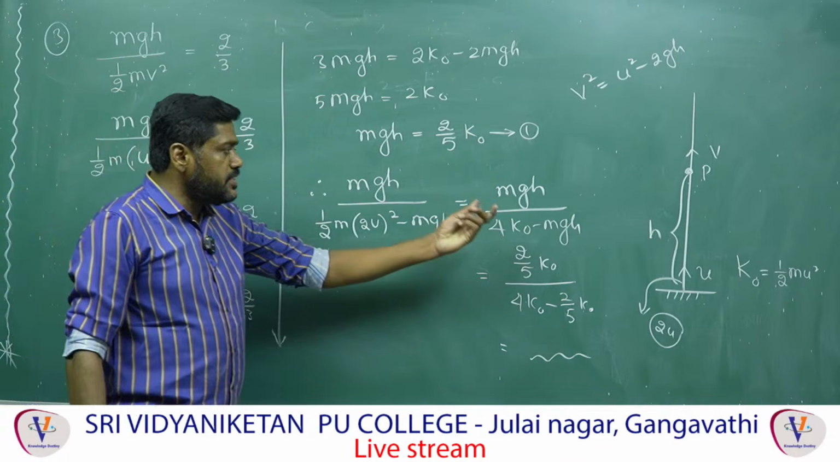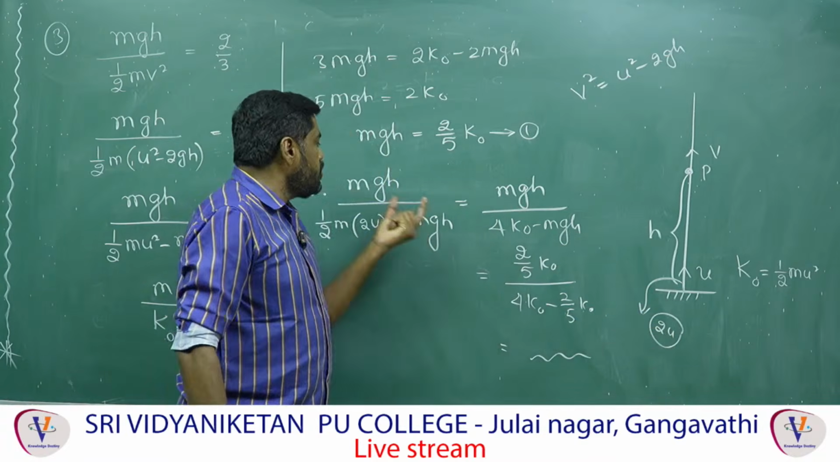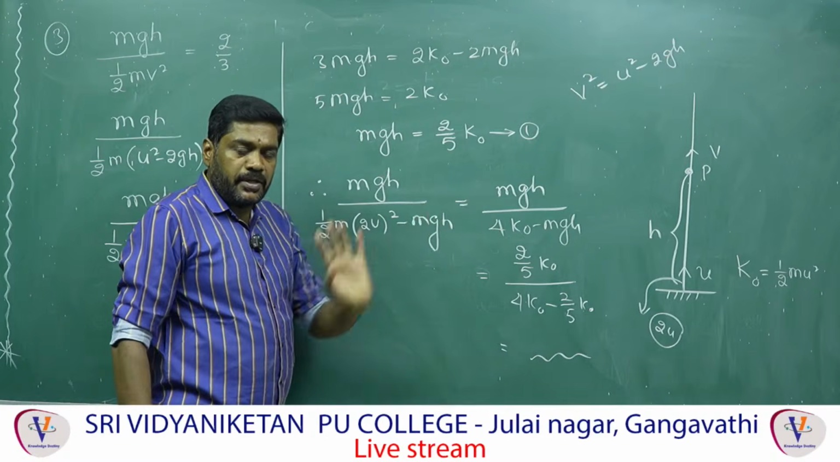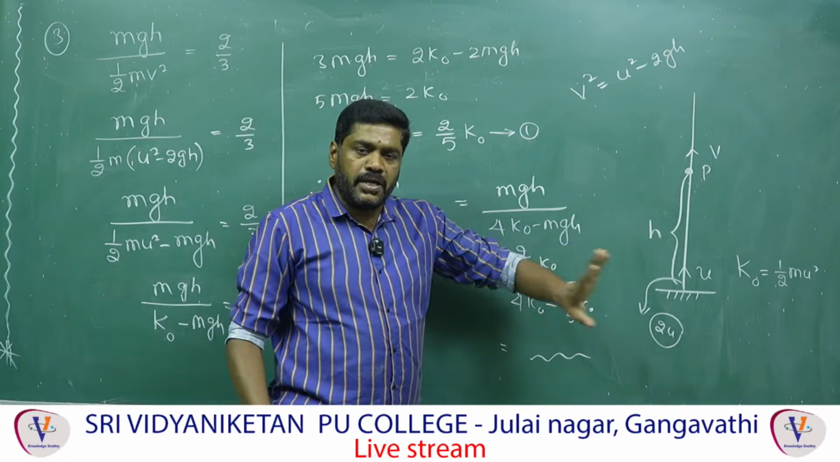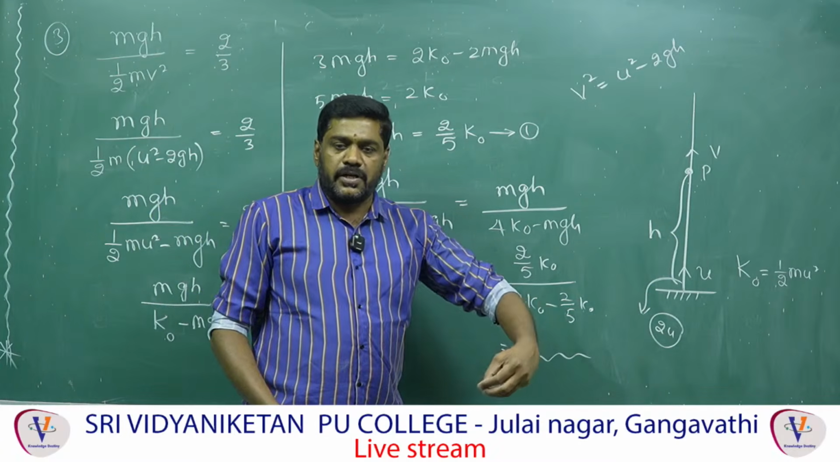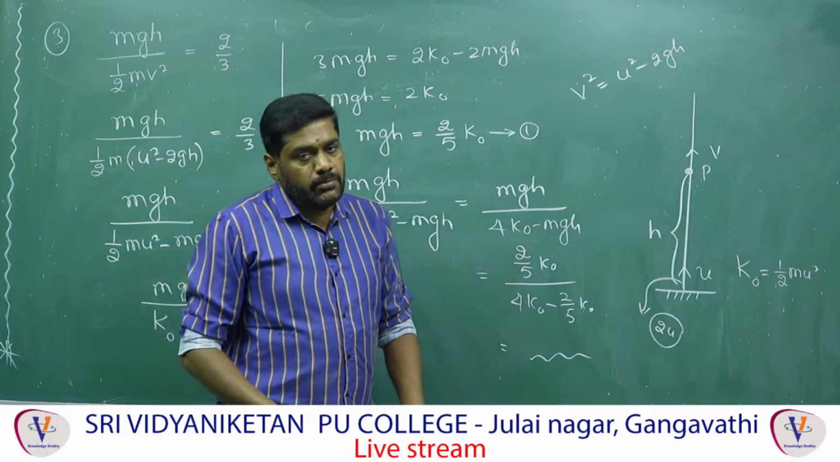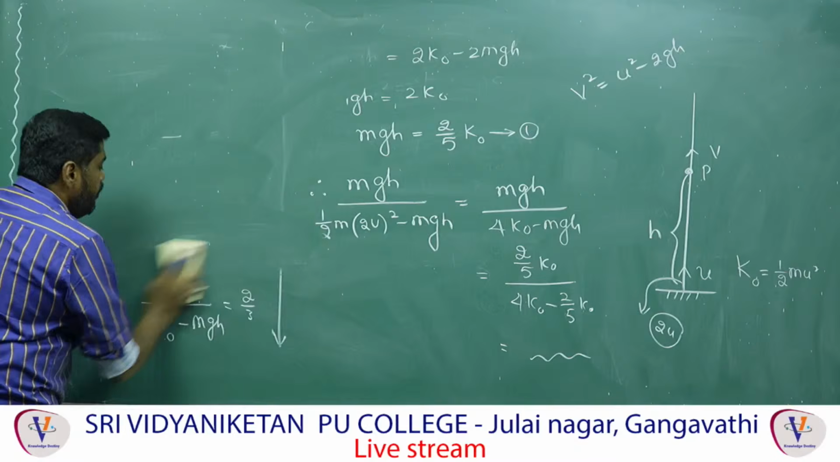In this case, when the speed of projection becomes double, there is no change in the potential energy at the point P. Whatever potential energy was there at the point P previously, the same energy will be there. So if you project the particle with double the speed, the potential energy is the same. Next, let's go for the fourth question.